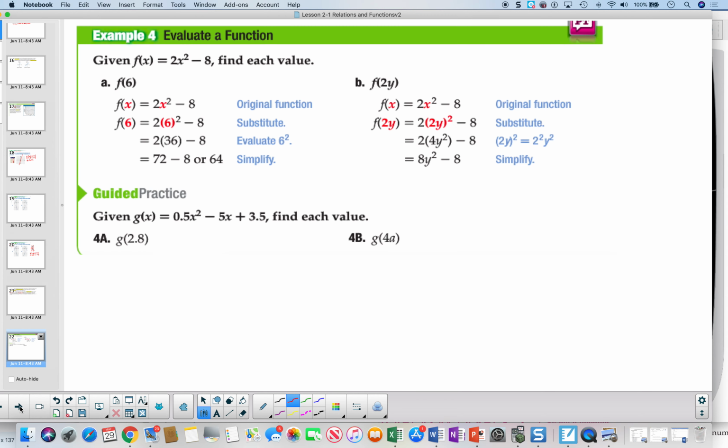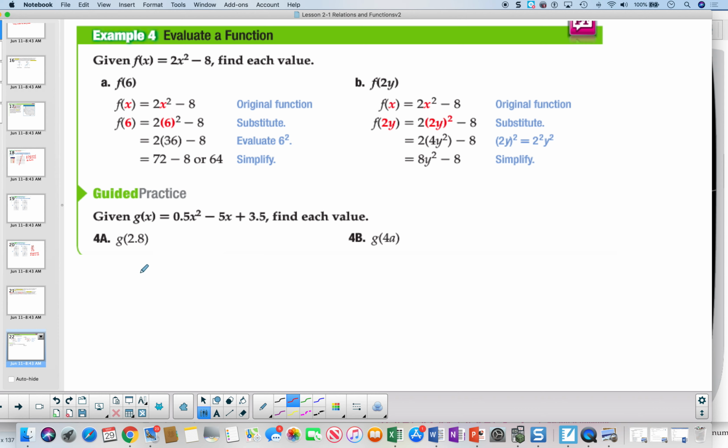All right, in this problem we're going to find f of 6. 6 is the independent variable. That's what we're going to put in for x, and this is the answer we get. You can put in 2y as the input value, and everywhere there's an x you're going to write 2y, and you're going to simplify using PEMDAS.